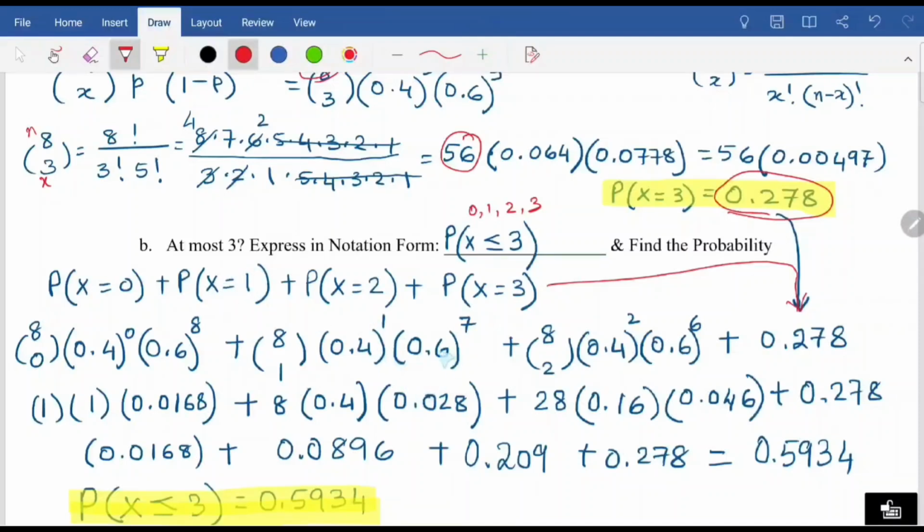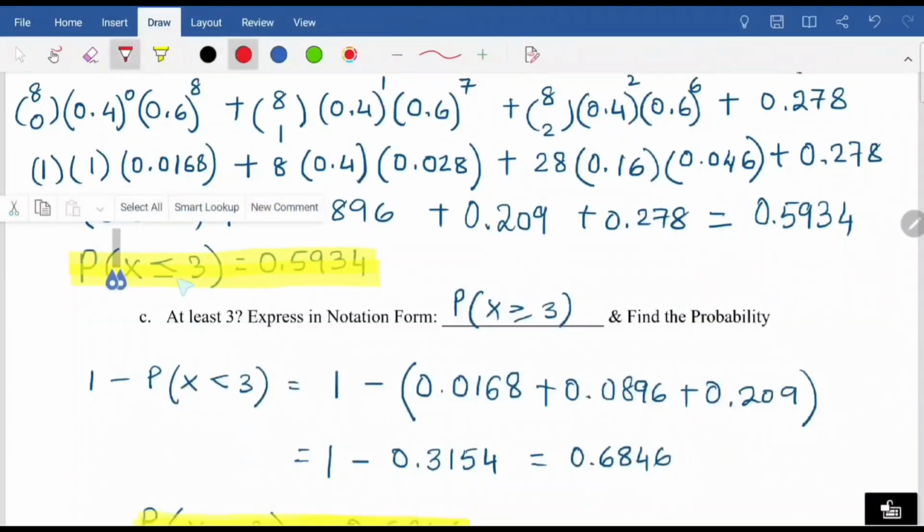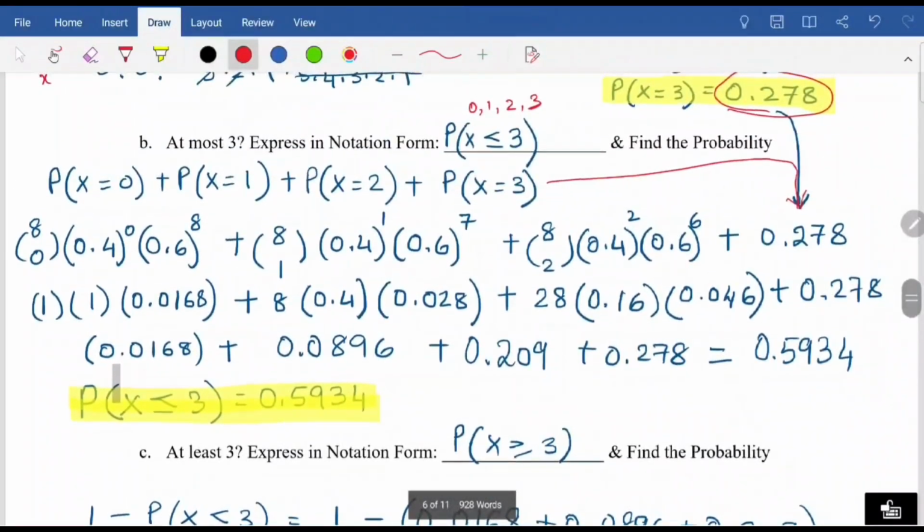P raised to the power x, and 0.6 raised to the power 7. So when you do the calculation, you get a value of 0.0896. 8 combination 2 is 28, and 0.4 squared, 0.16. 0.6 to the power 6 is 0.046. And these are the different probability values we have. We have to sum them up, and we will get a probability of x less or equal to 3 as 0.5934, right?